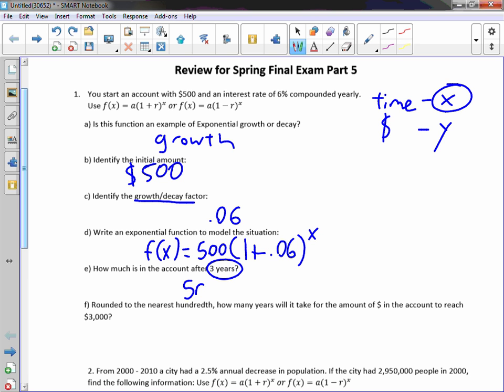So we get 500 times 1 plus 0.06 to the 3rd power. It is 1.06, but we haven't added that yet. We plug all that in the calculator, we'll get 595.51, and that's our answer.